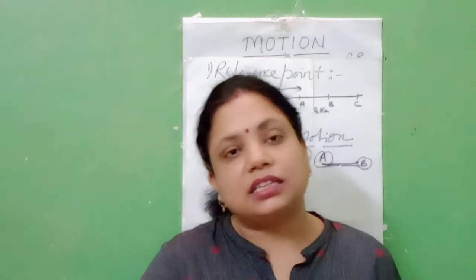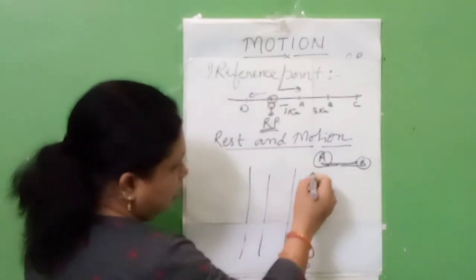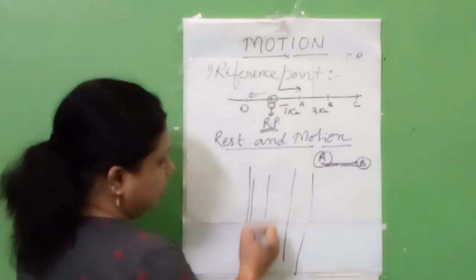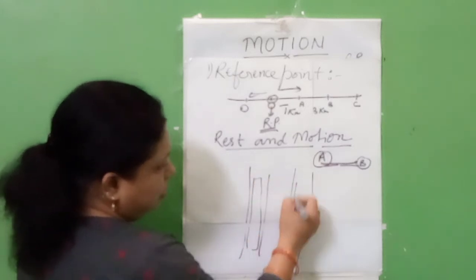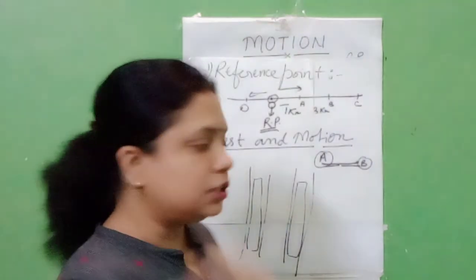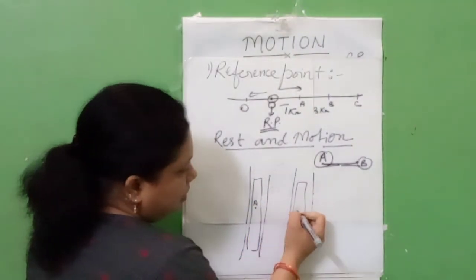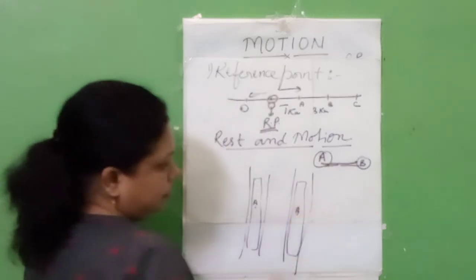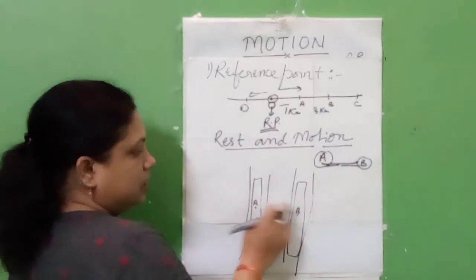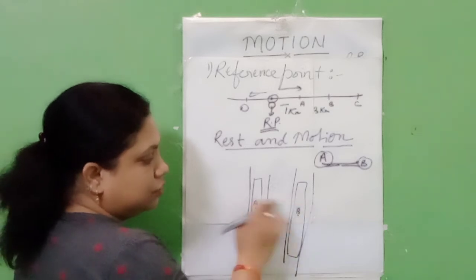Students, two trains are there and they are moving on a parallel track, right? This is a parallel track and here two trains are moving. In these two trains, two persons are there. In the first train, the person is A and in the other train, the person is B. They sit at the same position, which means they are parallel to each other, right?